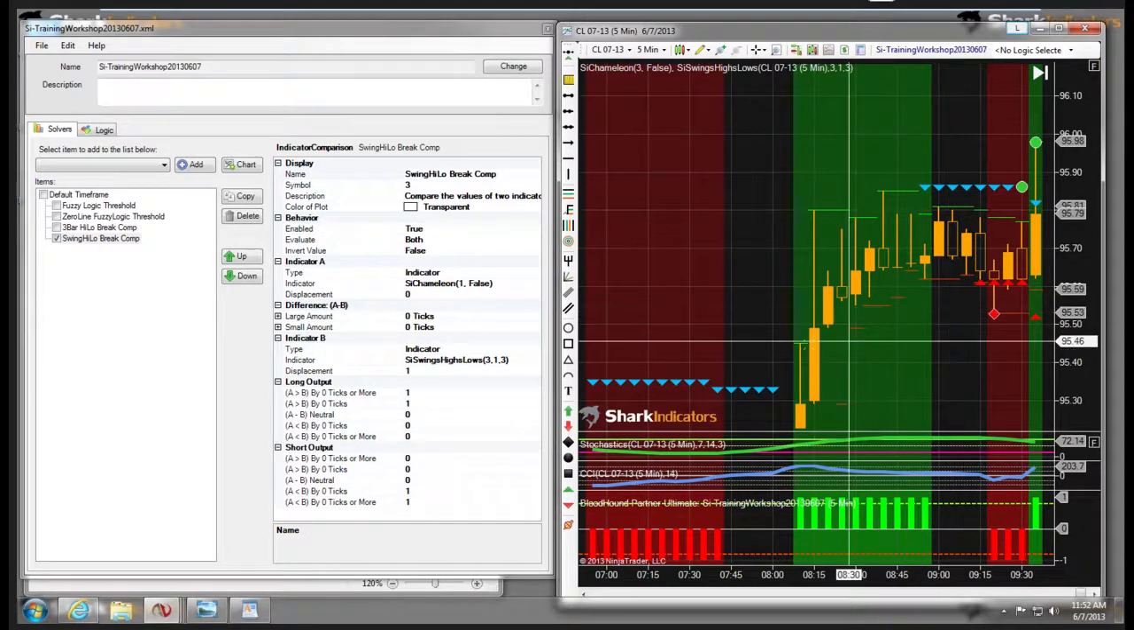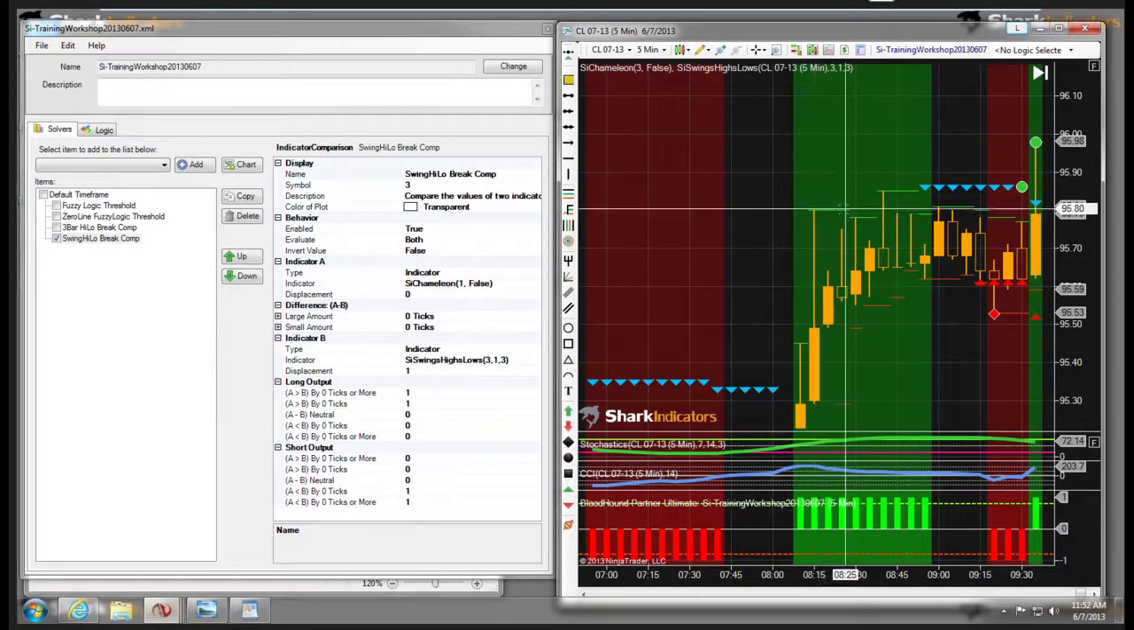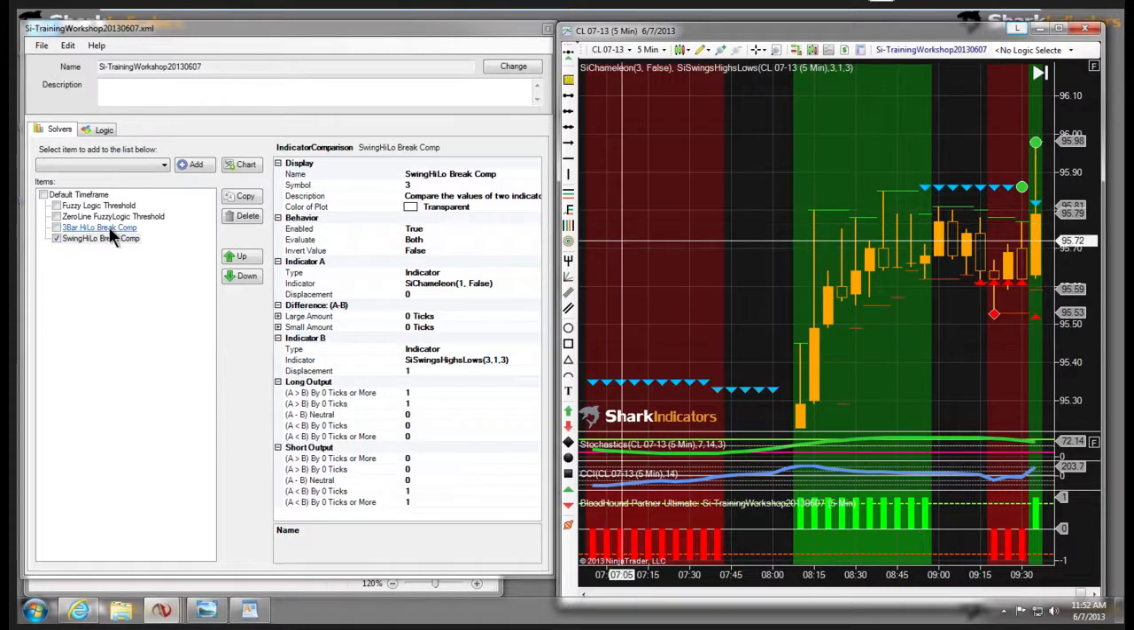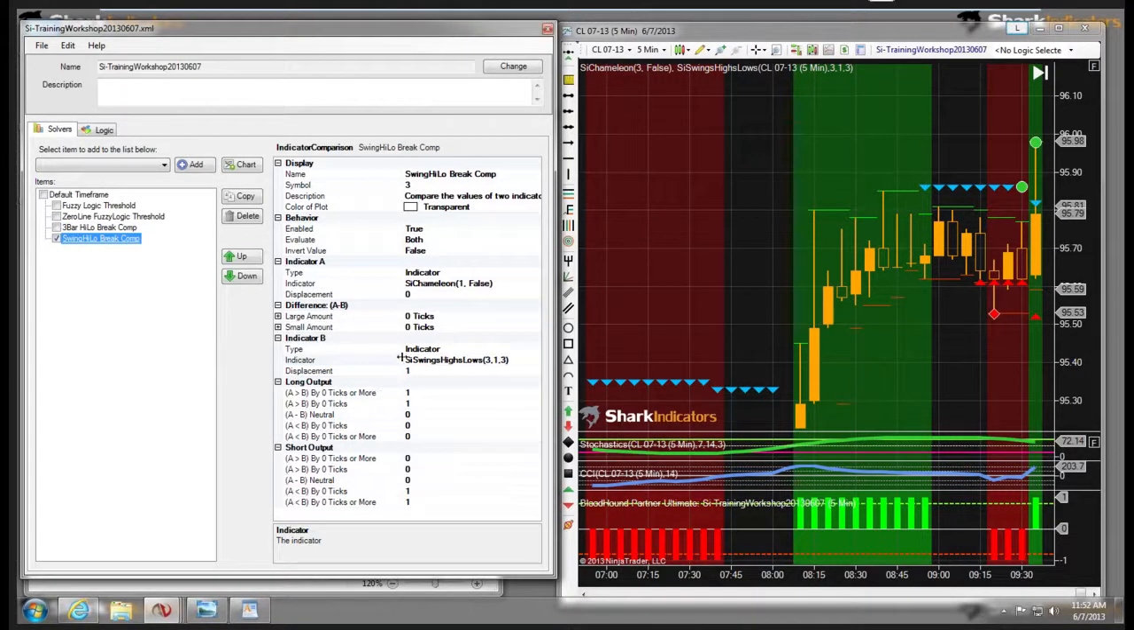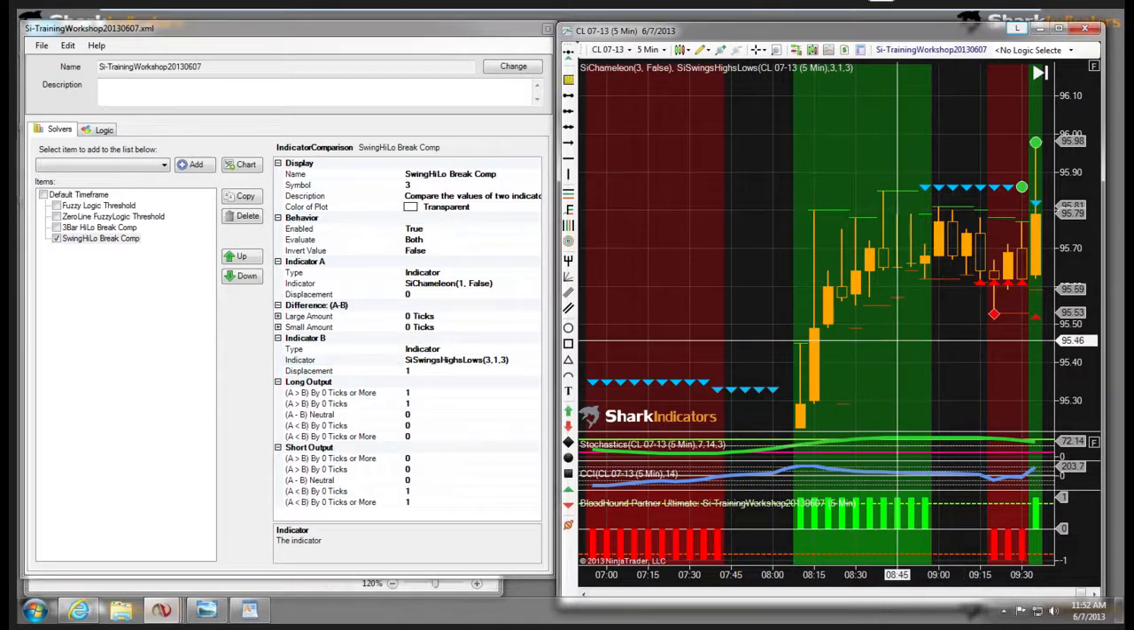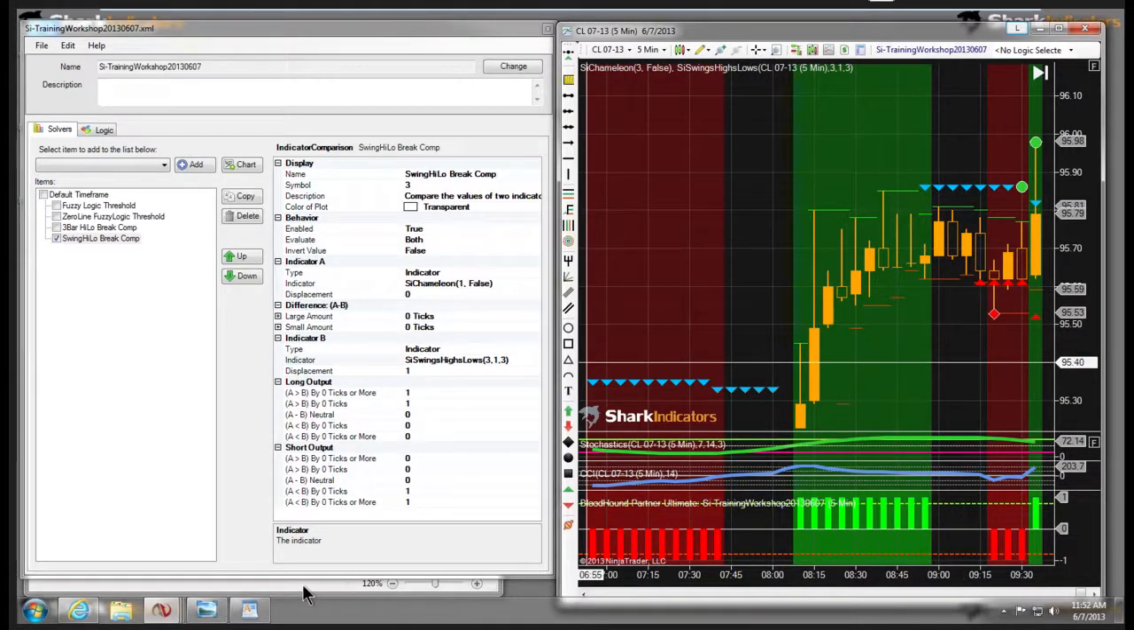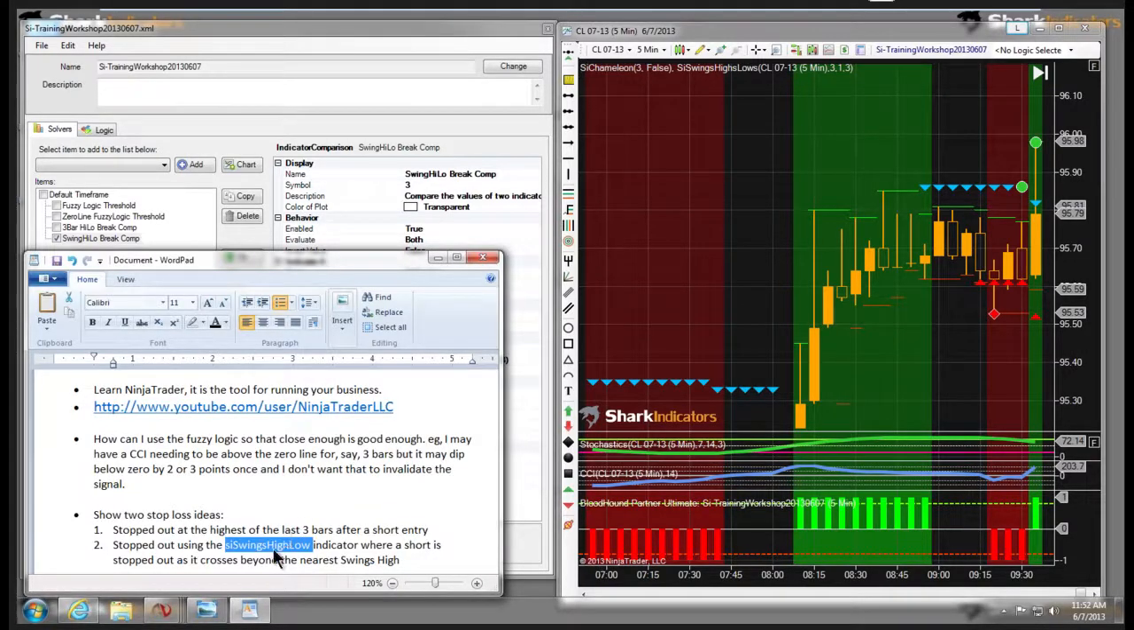So there are 2 different ways of detecting when price breaks a previous high point, whether it be a simple high of so many bars back using SI Chameleon, or you could use the NinjaTrader swing indicator if you wanted. Or you can use the SI swings high, highs lows. It's kind of tough to say. So that's that. They're both essentially the same. Just one's using an indicator, and well, they're both using an indicator.